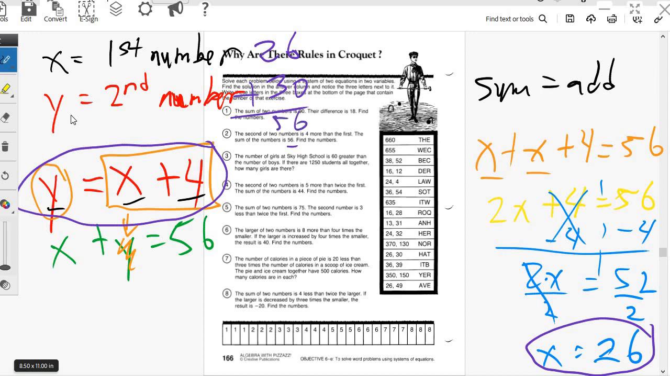So I know the numbers are 26 and 30, right? So that's the solution to the system of equations. So for 2, I'm going to put HAT. Okay, you guys see that? Okay, so that's how you would do the second one.